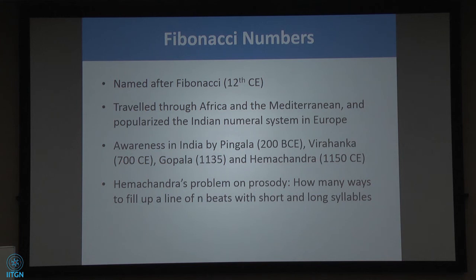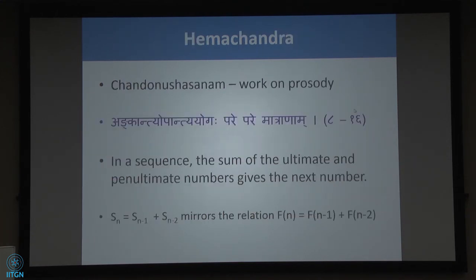But you do see an awareness of Fibonacci numbers in Pingala's Chanda Shastra of the 200 BCE, and in the works of later prosodists, Virahanka, Gopala, and Hemachandra. They were dealing more with problems of poetry. Hemachandra's problem was how can you take a line of n beats, and how many ways can you fill that up with different combinations of long and short syllables, and he hit upon the insight that that is actually the sum of two terms, the number of ways in which you can fill up a line of n minus 1 beats, and add the number of ways you can fill up a line of n minus 2 beats, which basically mirrors the Fibonacci sequence, and this is his sutra, Ankantya Upantya Yoga Pare Pare Matranam.